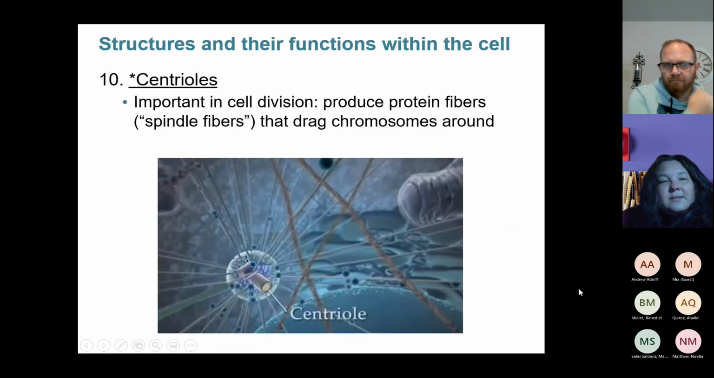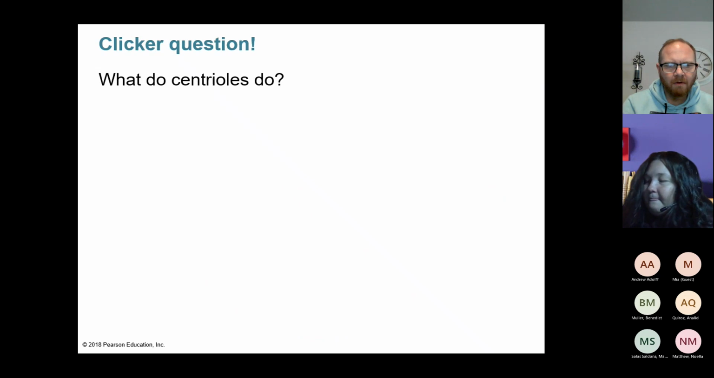All right, next organelle, centrioles. These are the centrioles right here. They sort of look like canisters, and they produce protein fibers, also known as spindle fibers, that drag chromosomes around during cell division. They push and pull the chromosomes until they are exactly on the opposite sides of the cell, and then the cell splits down the middle.